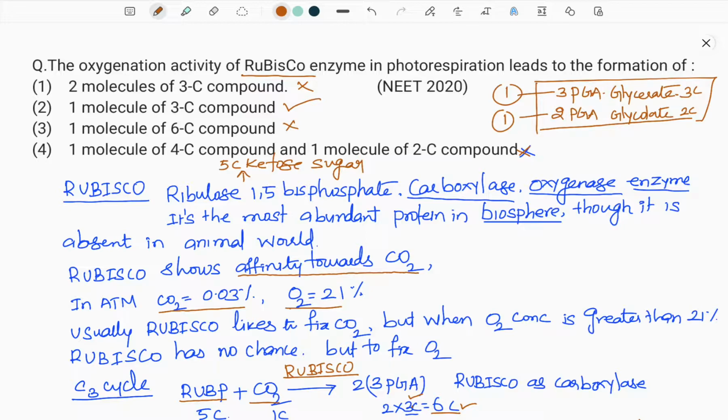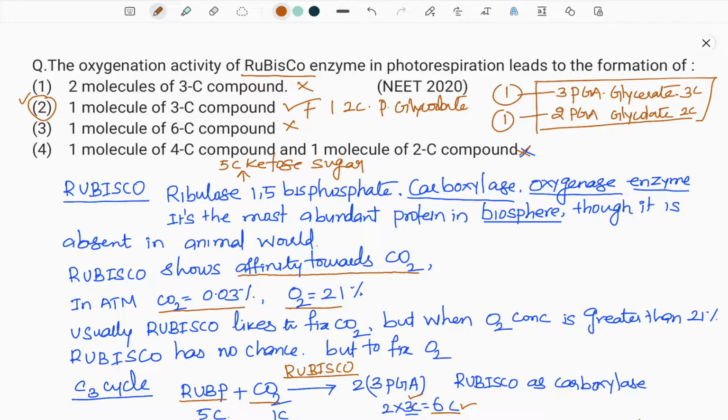Actually, he has to give here 1 molecule of 3-carbon compound plus 1 molecule of 2-carbon compound. That is phosphoglycolate. This is phosphoglycolic acid. So this is the answer for this question. And one more interesting point is that this so-called photorespiration does not take place in C4 plants.